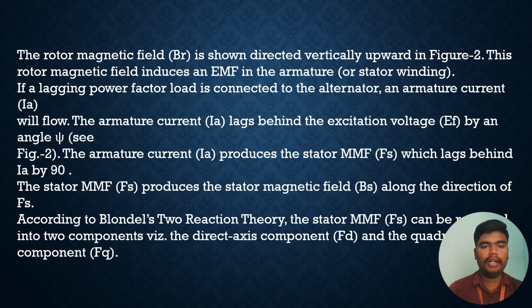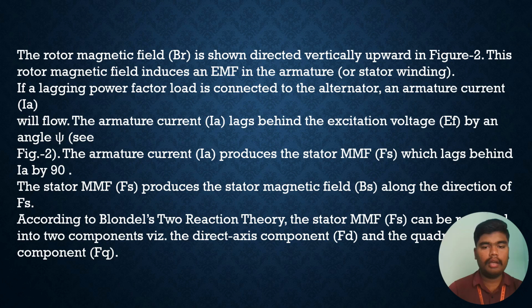The rotor magnetic field BR is shown directly vertically upward in figure number 2. This rotor magnetic field induces an EMF in the armature or stator winding. Simply, armature is also known as the stator winding. If a lagging power factor load is connected to the alternator, an armature current IA will flow. The armature current IA lags behind the excitation voltage by an angle psi. See the figure number 2.